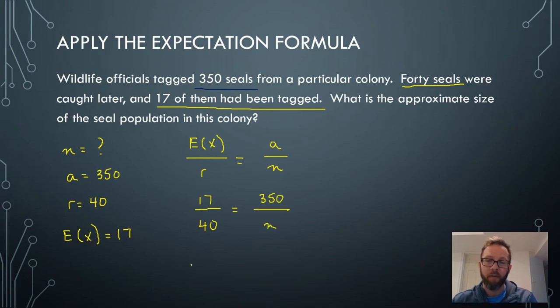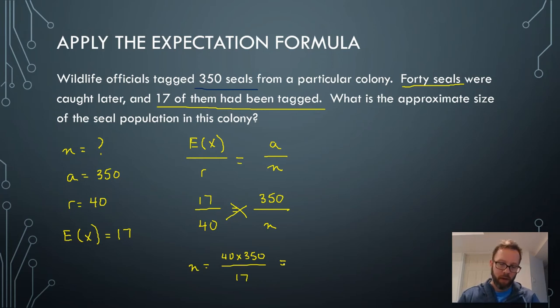And we can solve this proportion using whatever method you like. I like using cross multiplication. So we do 40 times 350 and divide by the third number, 17. So we can estimate the number of seals in the population. 40 times 350 divided by 17. So we get about 823.53.